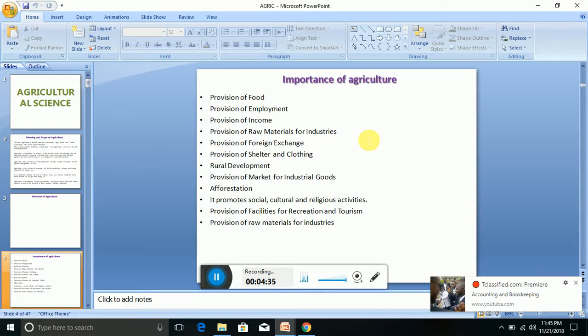Number two, provision of employment. Employment is very, very important. Those people that are working in the agricultural sector, they earn their living from there. They sell the crops and make money. So it is their job. Provision of income. When you sell your agricultural produce, you make a lot of money, provide income that you can use to support your family and send your kids to school.